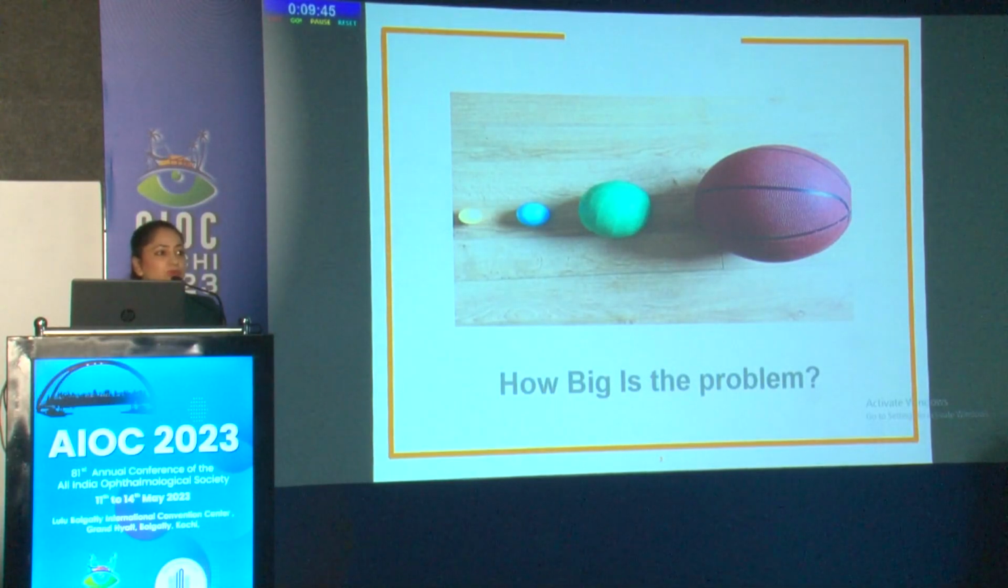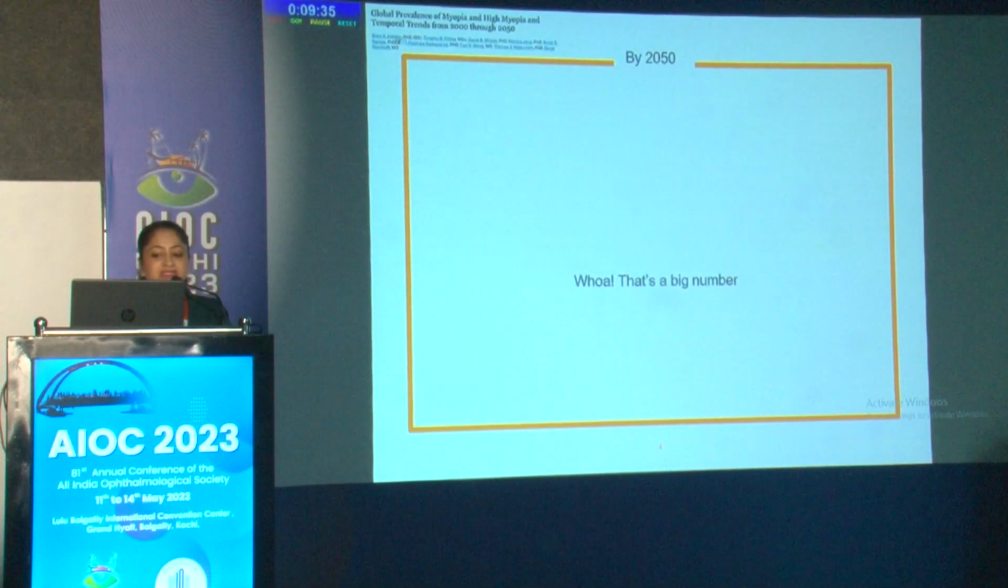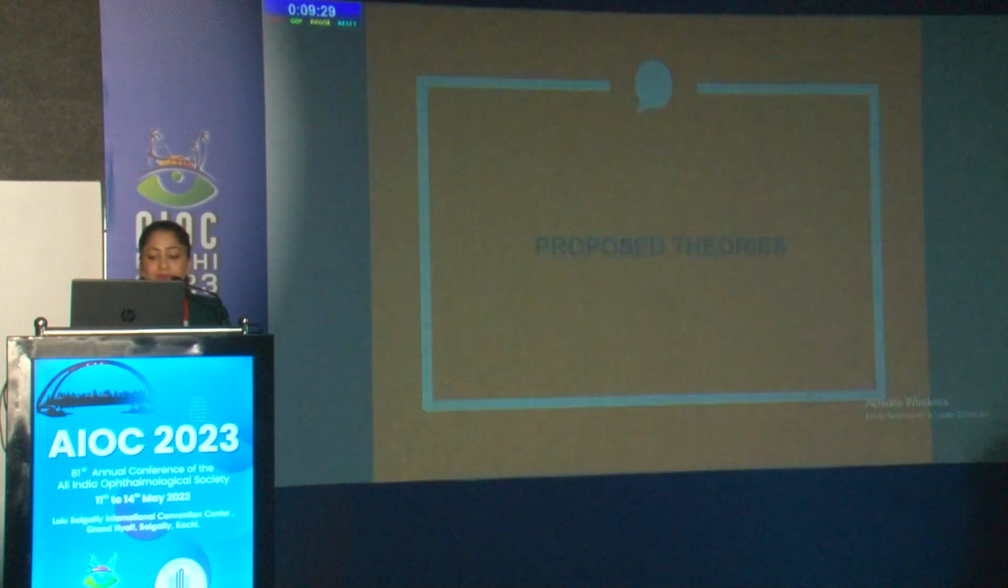How big is the problem of myopia? So in 2000, we expected about 165 million people to be myopic in the world, whereas by 2050, this number is supposed to go up to 4,758 million myopes all around the globe.